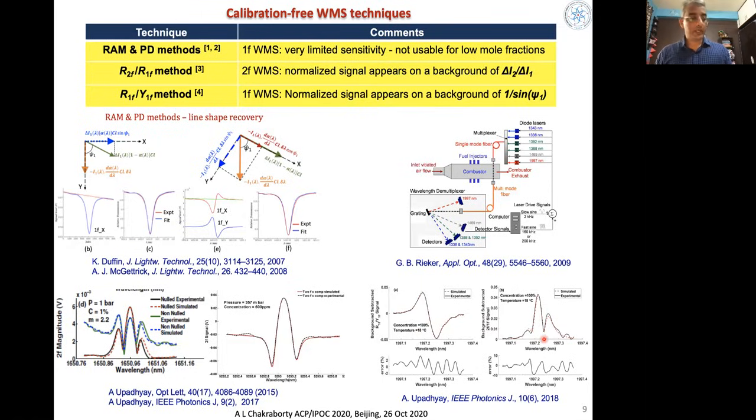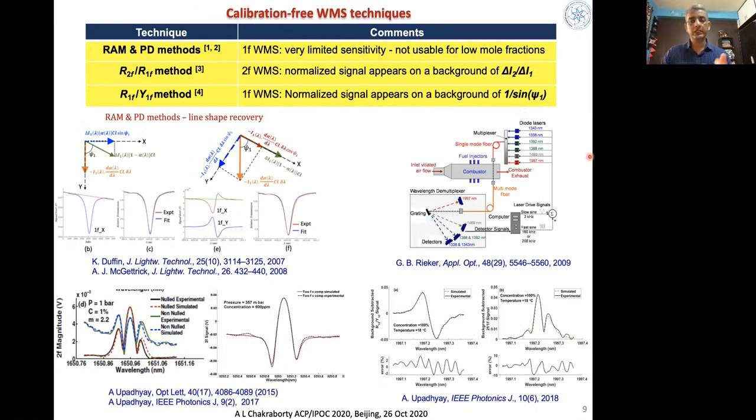It is expected that the 1F approach would give you higher signal-to-noise ratio and therefore lower detection capabilities, because the 1F signal is always stronger. However, this has been so far demonstrated for very large mole fractions, 100% CO2 in this case, which is not likely to be a realistic scenario in many cases. So there is also some scope for improvement. The thing with these two techniques is the signals appear on a background, and that background has to be accounted for.